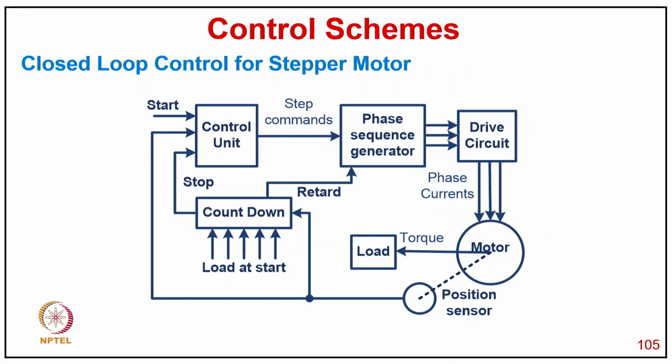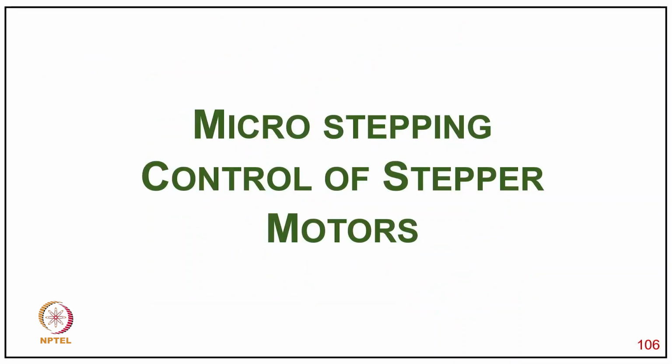And then for closed loop, in closed loop of course we take a position. It is not normally preferred because of cost constraints and reliability issues, but in many cases we consider the position sensor feedback, and we start with this control unit. We give a count as a load also here, and then we have step commands with the retard, and then the phase sequence generator gives the gating pulses for the driver circuit, which produces the current in the winding when the winding is connected to this driver circuit. And of course the position sensor feeds back as a sequence.